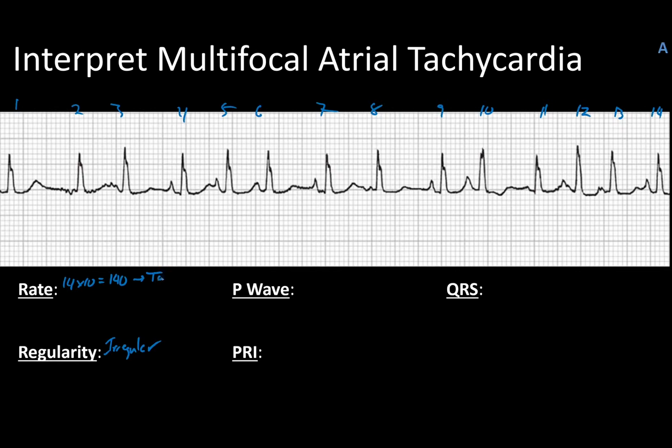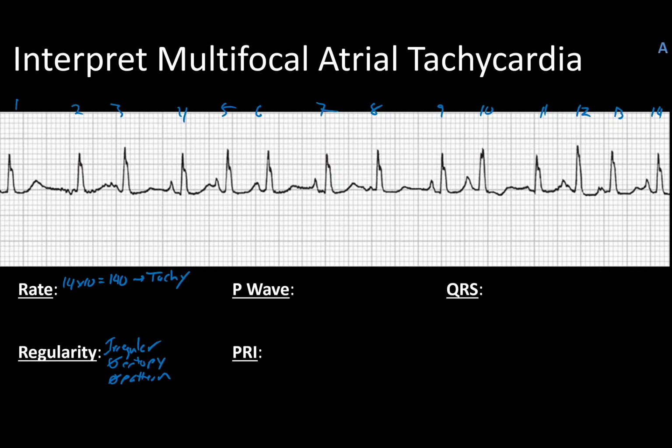Tachycardic. Do I have any ectopy? Well, that's a little bit hard to say because there are so many early beats throughout here. So I'm going to say no to ectopy for now because it's so junky, but I can also say no to a pattern because there's really not a discernible one at this time. So let's take a look at our P waves.